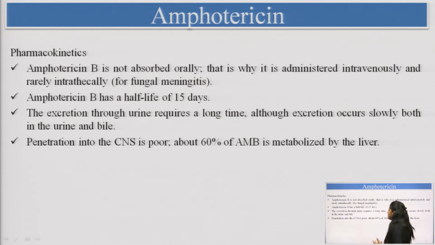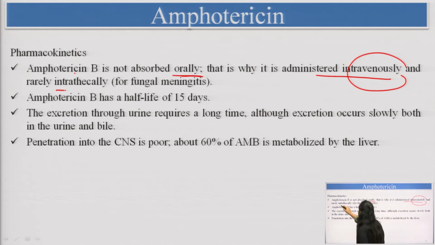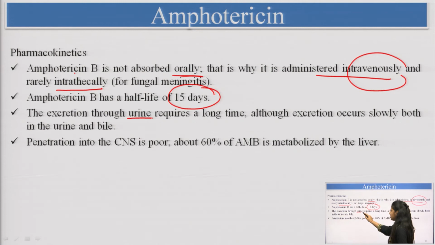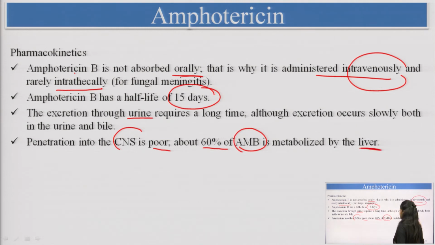Now, what is the pharmacokinetics? So, we will see amphotericin B is not absorbed orally. So, there are some other formulations which we have prepared, and we need to prepare some novel formulations as well for amphotericin, because it is one of the effective drugs. So, it is administered IV and rarely intrathecally. Half life is nearly 15 days, excretion is through urine. Penetration to the CNS is poor and 60% of amphotericin B is metabolized by the liver.